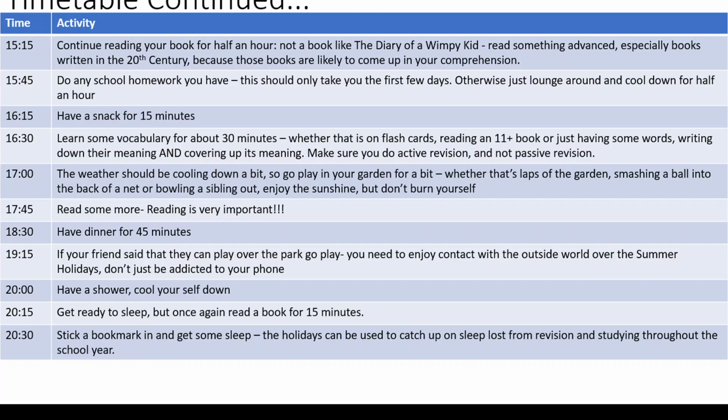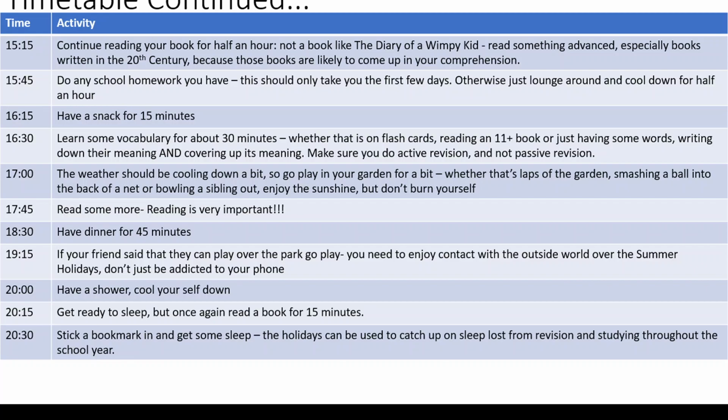And then at 4:30, you should learn some vocabulary for about half an hour, whether that's on flashcards, reading an 11 plus book, or just having some words, writing down their meanings, covering up their meanings, and then saying what their meaning is. And make sure you do active revision, not passive revision. Active revision is where you're constantly taking notes and focused, and passive revision is where it looks like you're doing it, but really you're just staring at the window in the garden. And that's really not good.